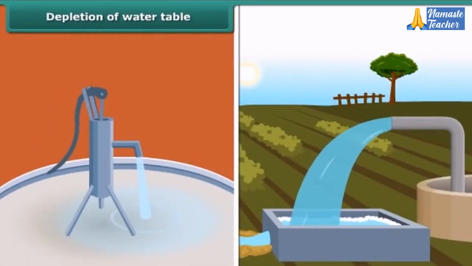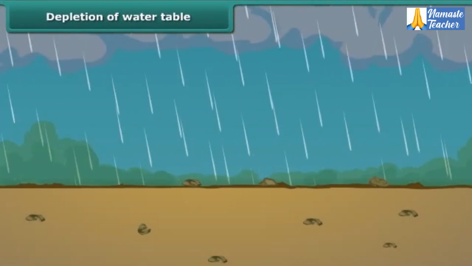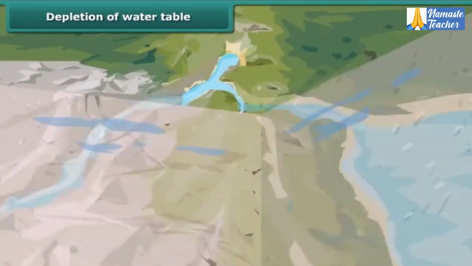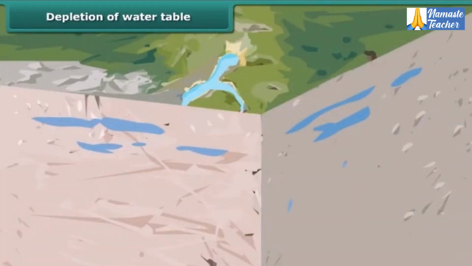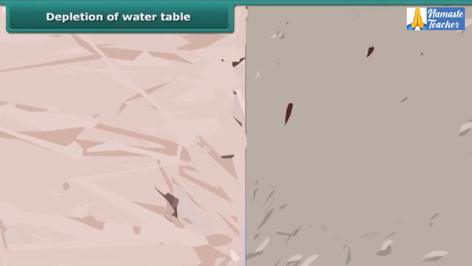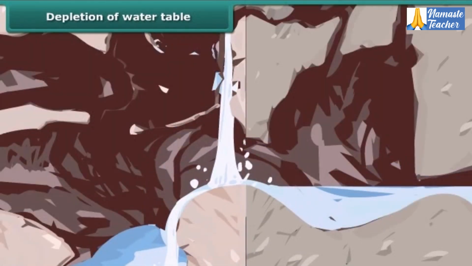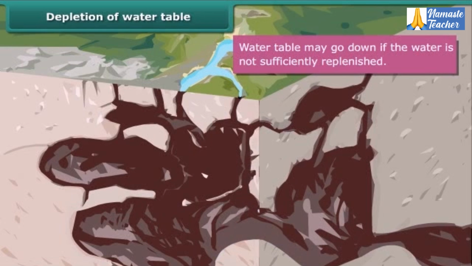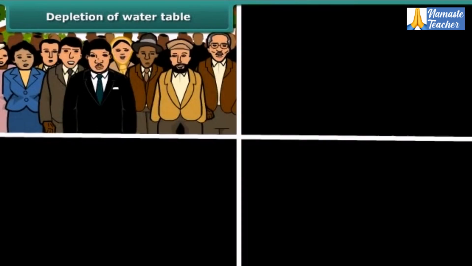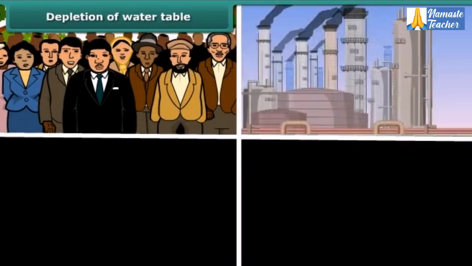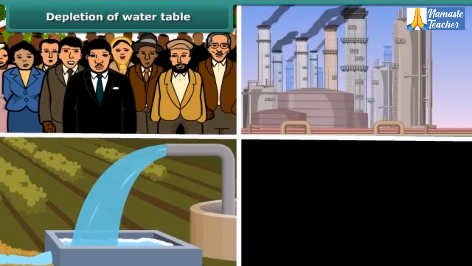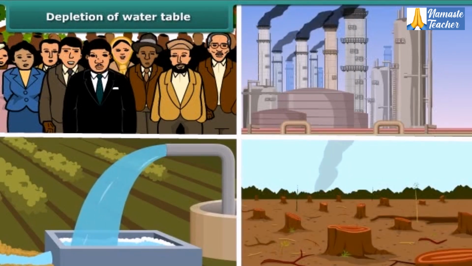Water drawn from the groundwater gets replenished by seepage of rainwater. The water table does not get affected as long as we draw as much water as is replenished by natural processes. However, water table may go down if the water is not sufficiently replenished. This may happen due to many factors such as increasing population, rapid growth of industries, agricultural activities, scanty rainfall, and deforestation.